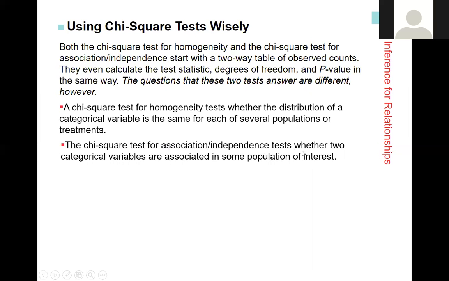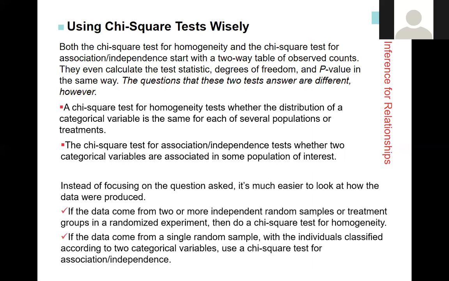The chi-square test for association and dependence tests whether two categorical variables are associated in some single population. So the easiest way to tell them apart is by looking at where the data came from. If the data come from two or more independent random samples or treatment groups in a randomized experiment, then that's homogeneity. So if we have separate treatments or separate samples that we're comparing, then we're doing a chi-square test for homogeneity. If we are coming from a single random sample, and then we are taking that single random sample and looking at two different categories with them, that's going to be a chi-square test for association or independence.